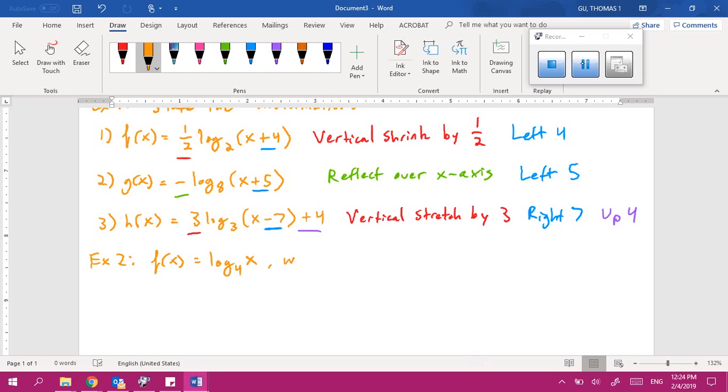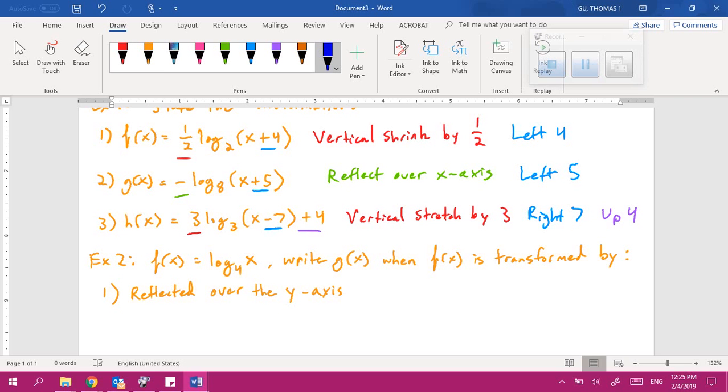All right, so then we're going to write g of x when f of x is transformed by, and then here are the problems. So first problem, just one transformation here. Reflected over the y-axis. So can you write g of x when f of x is transformed such that it reflects over the y-axis?